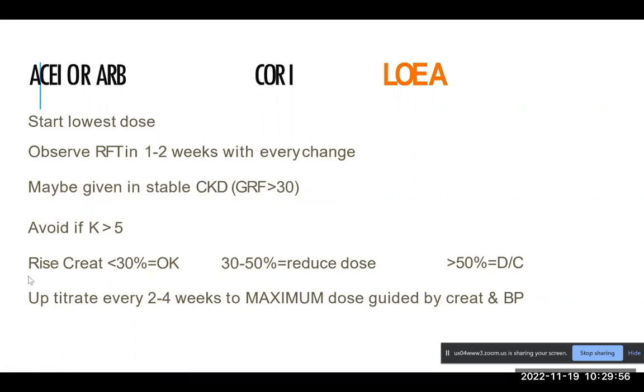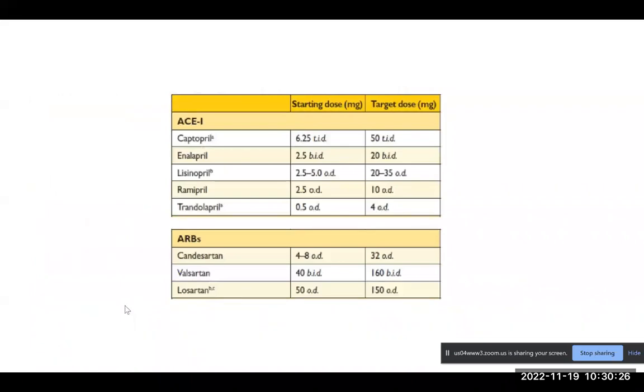Rising creatinine less than 30% is okay, so you should not change your management. This is expected and indicates that the medication is working. At 30 to 50%, you just reduce the dose by half. And if it is more than 50%, you should discontinue and look for bilateral renal artery stenosis as a possible diagnosis. The uptitration should be every 2 to 4 weeks to a maximum dose guided by creatinine and blood pressure. And these are some types of ACE inhibitor and ARB, and their starting dose and target dose.